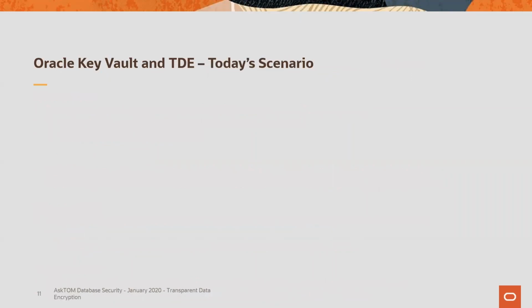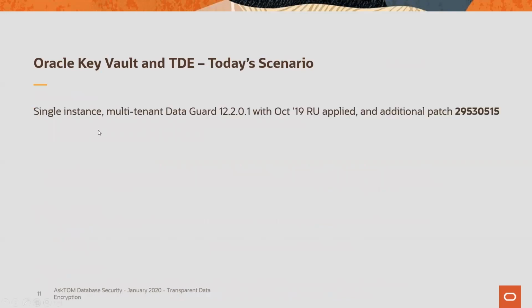Let's see what we have. Peter's going to start with a single instance, multitenant Data Guard 12.2.0.1 with the latest patch set, October 2019, and he's applied an additional patch that you can see on the screen, 29530515. It's going to be a two-node read-write pair of Oracle Key Vault 18.1.